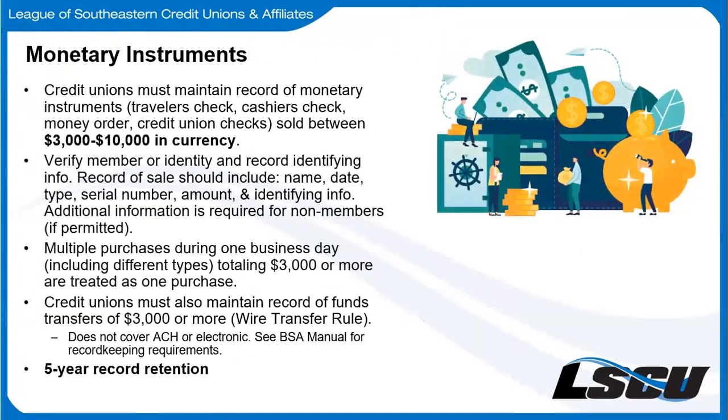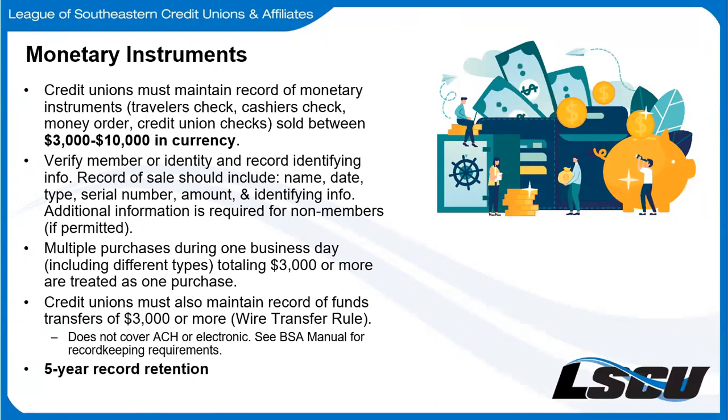Credit unions are also required to maintain a record of monetary instruments, including traveler's checks, cashier's checks, money orders, and credit union checks sold between $3,000 and $10,000 in currency. For member sales, we verify their membership and record their identifying info. Our record should include their name, date, type, serial number, amount, and their information. And if your credit union allows sale to non-members, additional information is required as well.